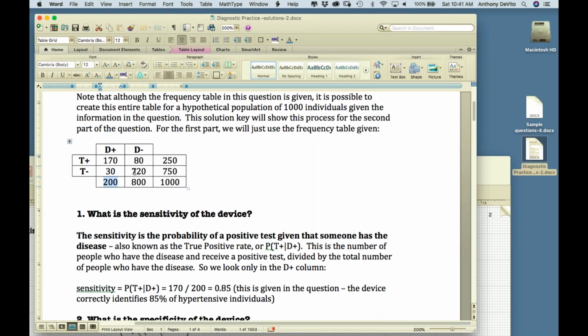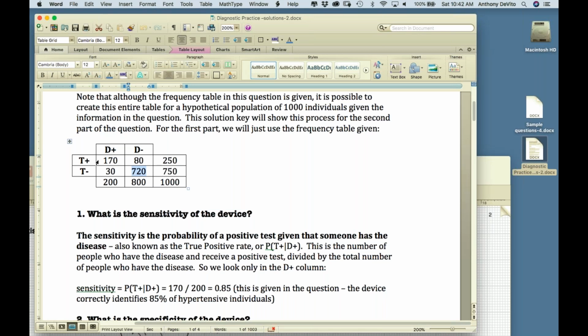Specificity is how good you are at predicting people don't have the disease. 800 people don't have the disease, and you got it right 720 times out of 800. So the specificity is 720 over 800, which is, I believe, 90%. The sensitivity is 85%. The specificity is 90%.